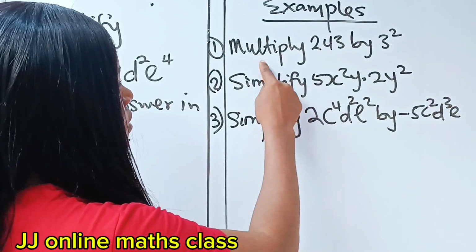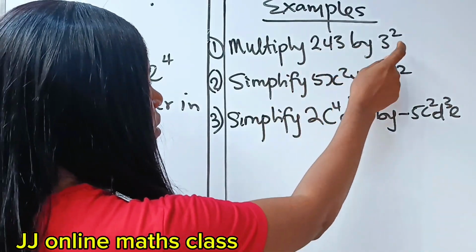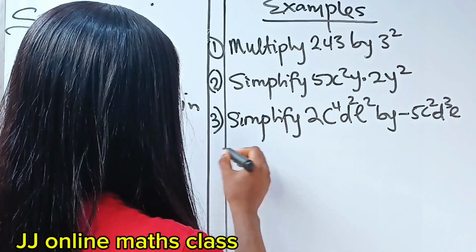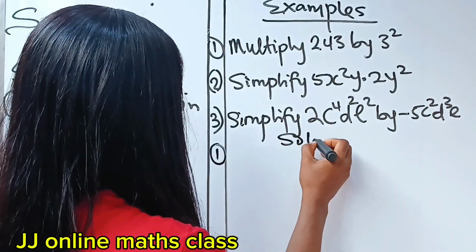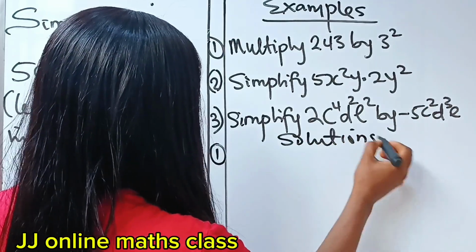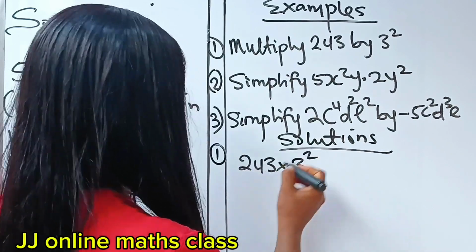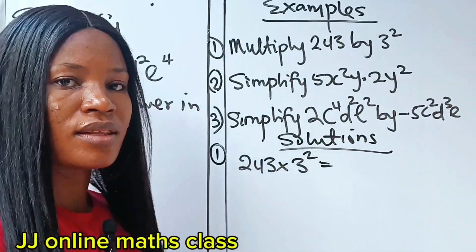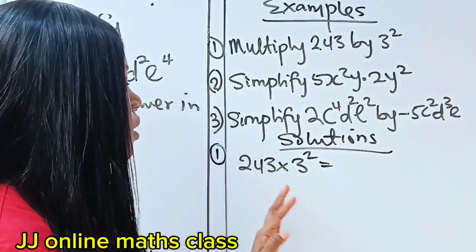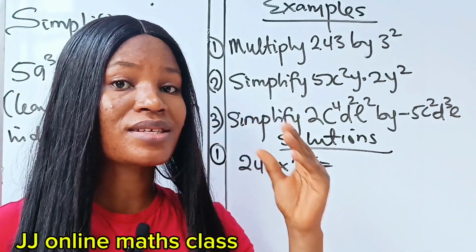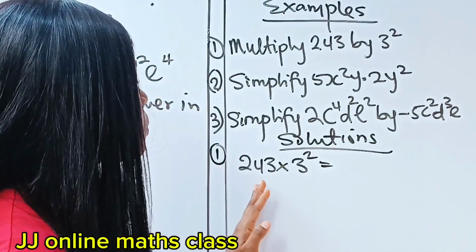The first one says we should multiply 243 by 3 squared. So this is how to solve it. For number 1, these are my solutions. This says 243 multiplied by 3 squared. This is under index or exponent. What you need to do is to first of all change them to the same base. Remember what I said a base is? So let's put them in the same base.